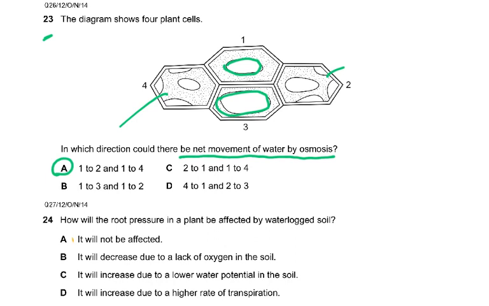So 1 to 2 and 1 to 4 was the only possible. If you look at all the others, 1 to 3, that's not possible. This is a larger vacuole. Then 2 to 1 was also not possible. 2 is already plasmolyzed. And then 4 to 1 was also wrong. So you had to see the ones which were totally wrong, and you had to go on to the answer.